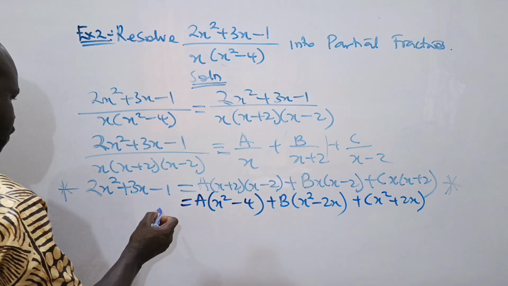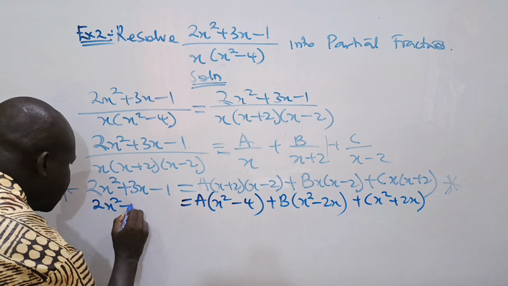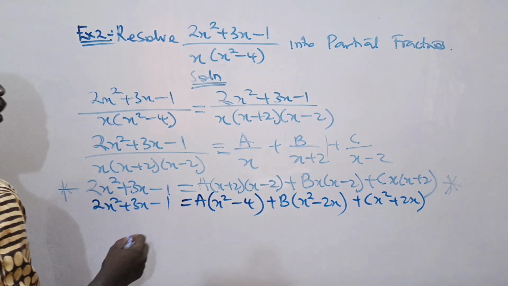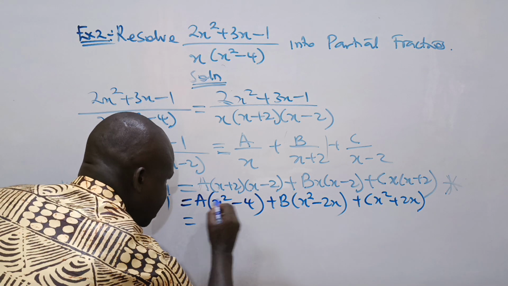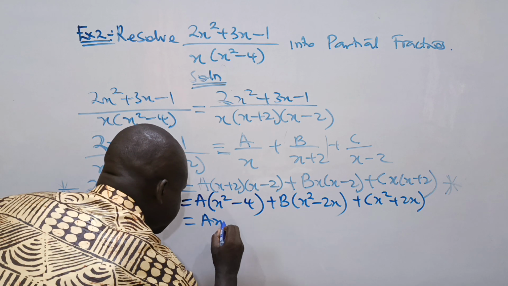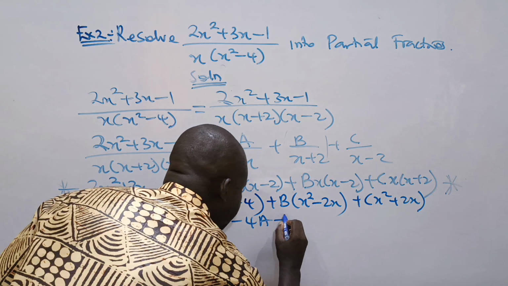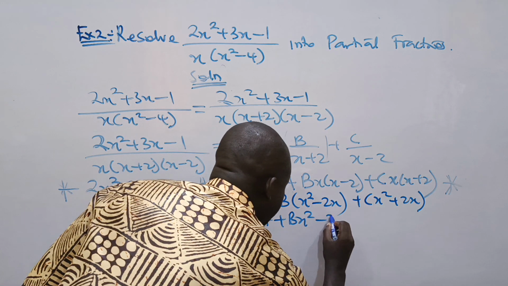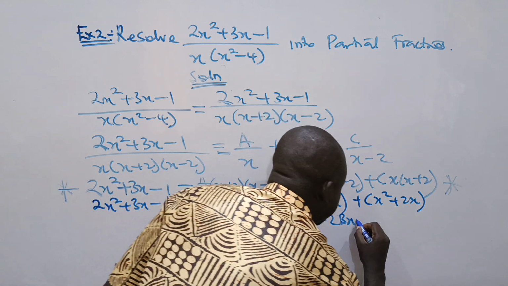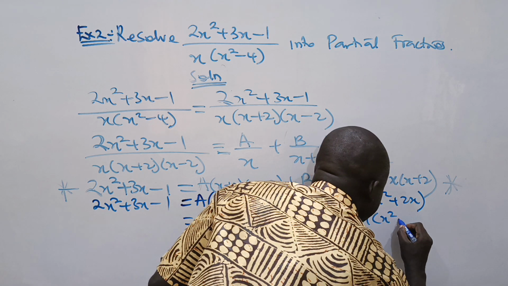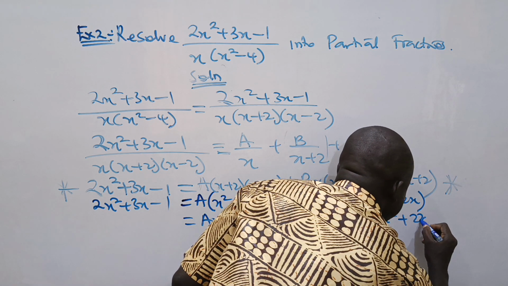So if you use the method of comparing coefficients, 2x squared plus 3x minus 1. Let me rewrite everything on a straight line. Here I'm going to have Ax squared minus 4A plus Bx squared minus 2Bx plus Cx squared plus 2Cx.